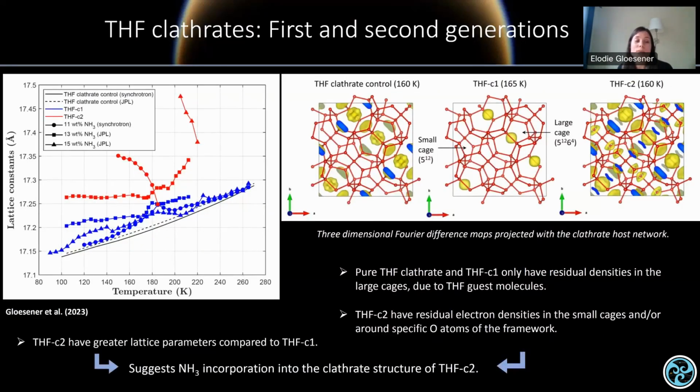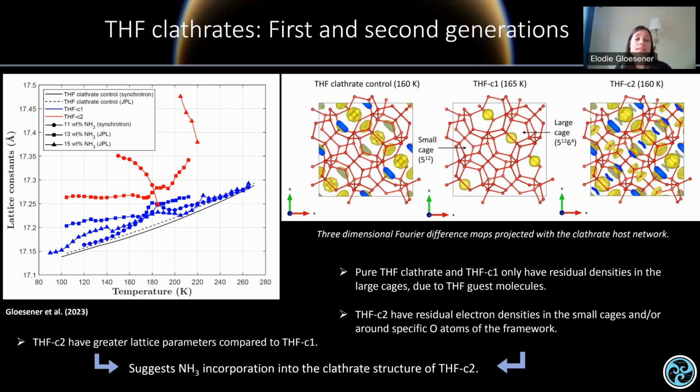When we look at the refined cell parameters, here on the left, you can see the evolution of the refined cell parameters with temperature. The black lines are for THF clathrates without ammonia in the system. The blue lines are for the first generation of THF clathrates, and the red lines are for the second generation of THF clathrates. The main thing to note here is that THFC2 has a greater lattice parameter compared to THFC1.